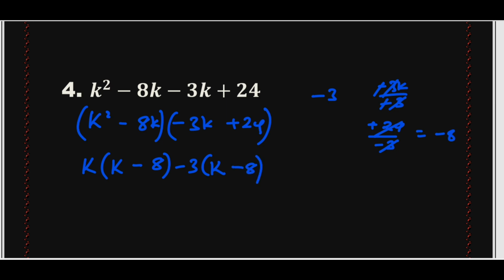Now, we pick the numbers outside the bracket with the sign before them. We shall have k minus 3 into k minus 8. And this becomes the final answer.